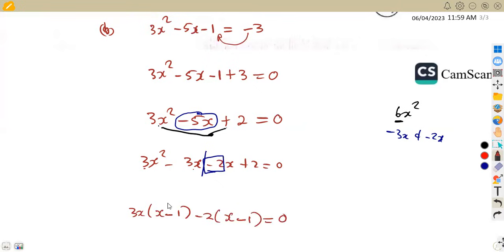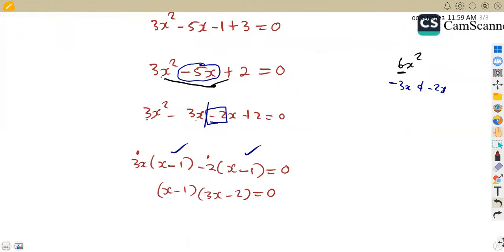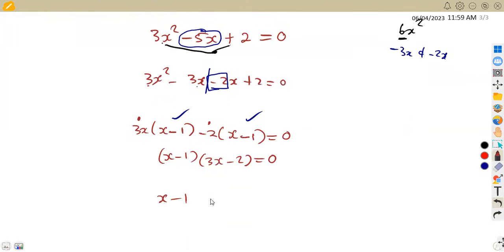So since the two brackets are the same, we can factor out the common bracket of x minus 1. We remain with 3x and minus 2. So 3x minus 2 is equal to 0. So thus obtaining the possible values of x from each bracket must be equal to 0. So 3x minus 2 must be equal to 0 also.